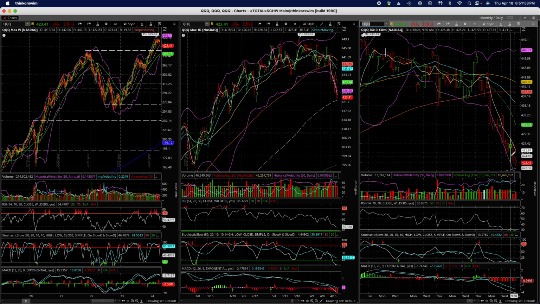Each three of these bars is equal to one trading day. The trading day, I think, is 6.5 hours, 130 minutes to get three equal bars. That's why I've got it set up that way.